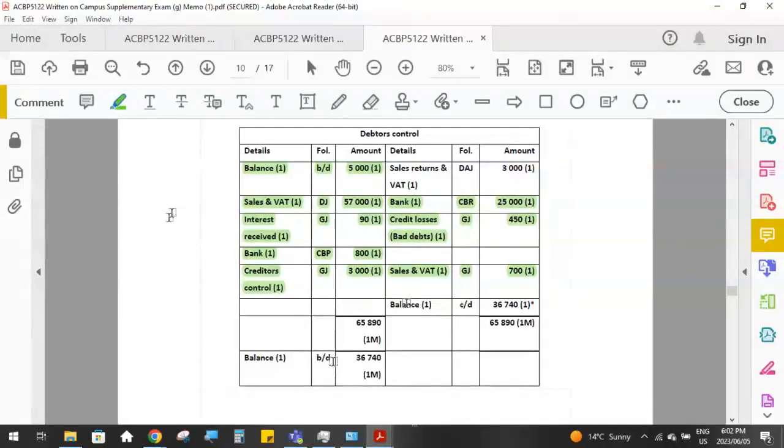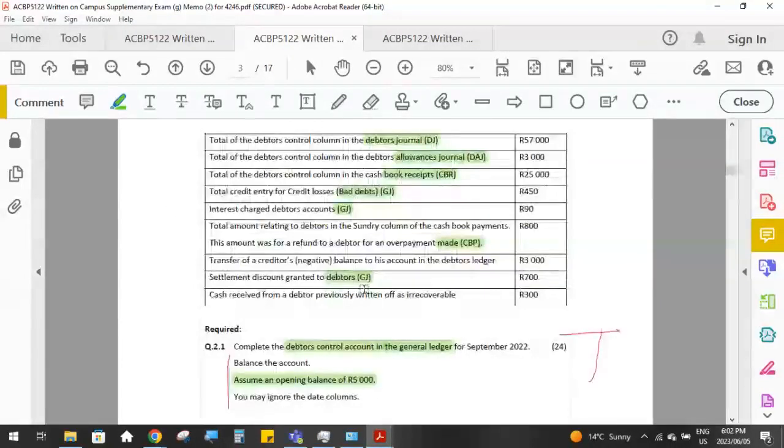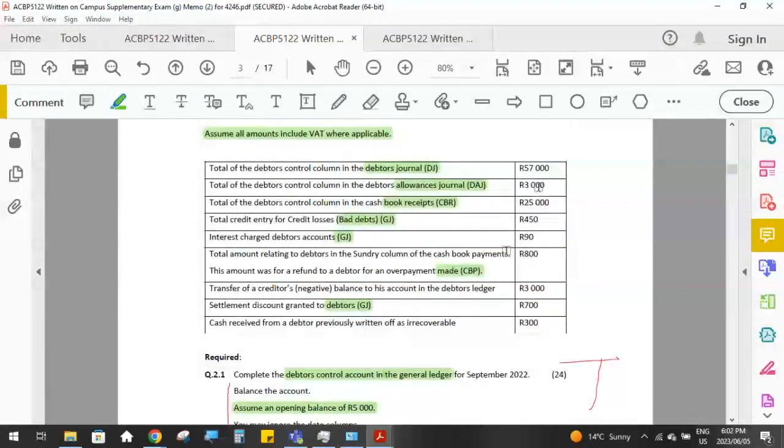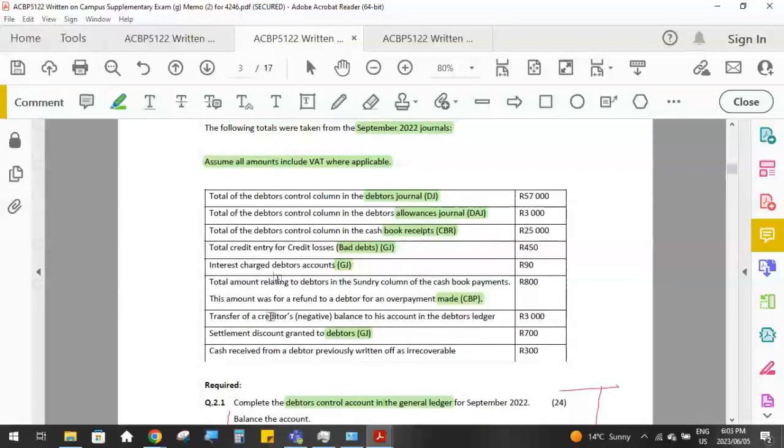Where was that 3,000 Rand sales returns? Oh, right at the top here. Sorry, I just didn't highlight it. We did go through that. So guys, you can see this question by having a look at this question and how they've asked it. You really, really have to understand your debits and credits.